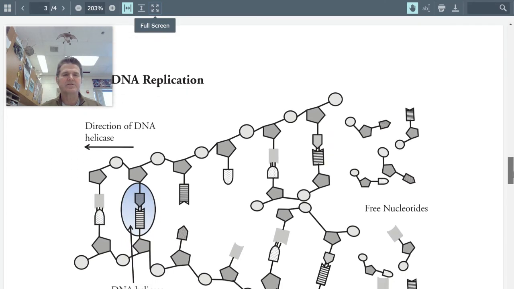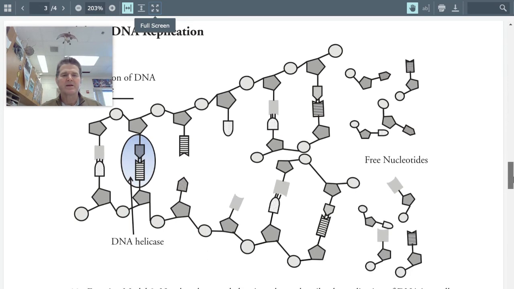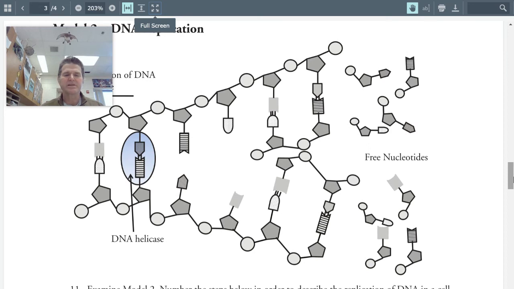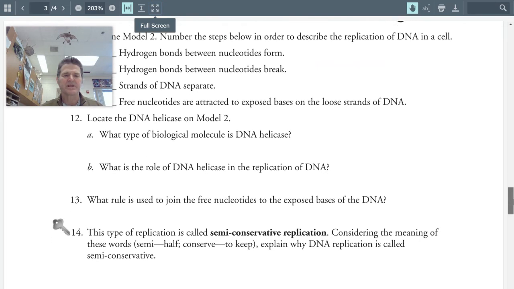Now, this picture actually talks about DNA replication, Model 2. And this is what you were doing in your activity the other day. You're showing a DNA helicase moving along and opening, and then we're showing free nucleotides getting attached to the open strand. And we just show here some information or questions looking at that information.